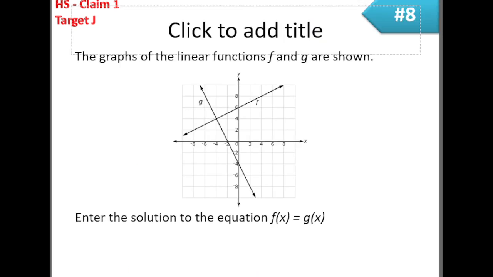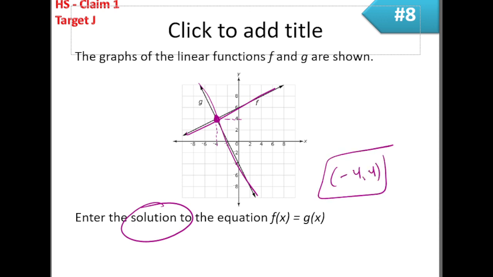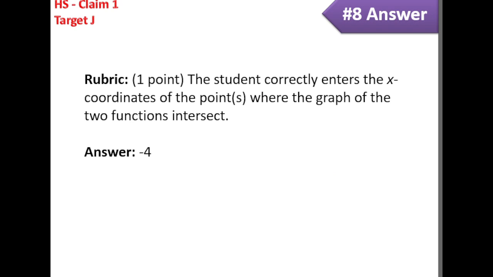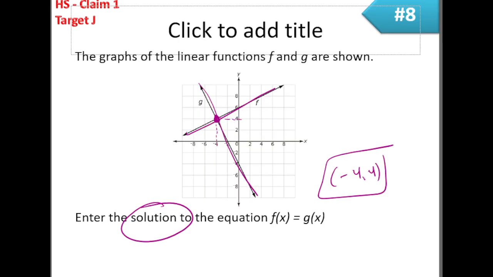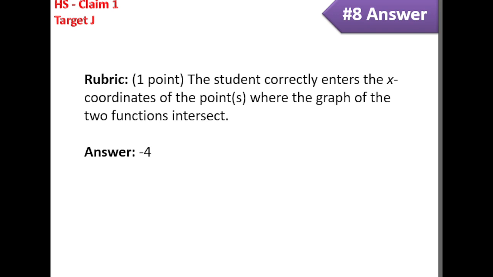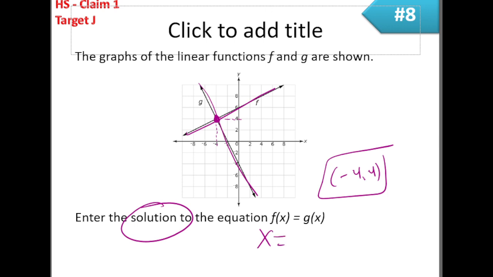This right here, the graph of f, enter the solution. If it's asking for a solution of 2 lines like this, you just look at where they intersect, which is at -4, 4. This is where they intersect. So it says enter the x coordinates. If they're asking for a solution, they're looking for the x value. So it should be x equals -4.